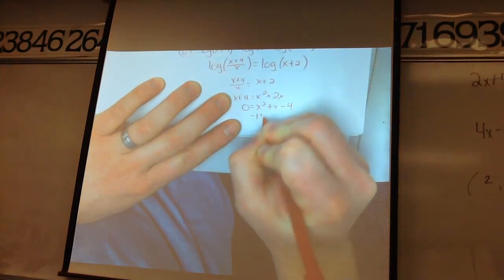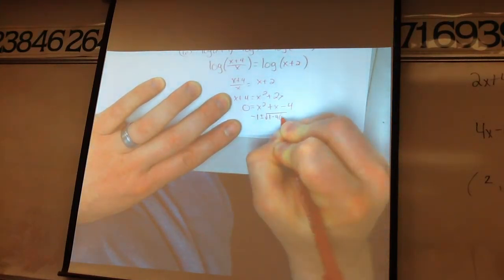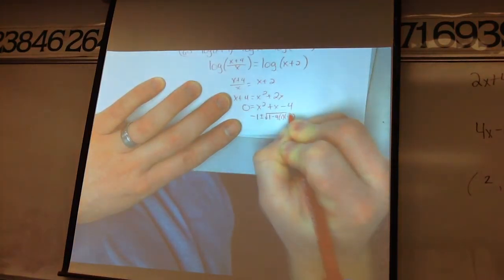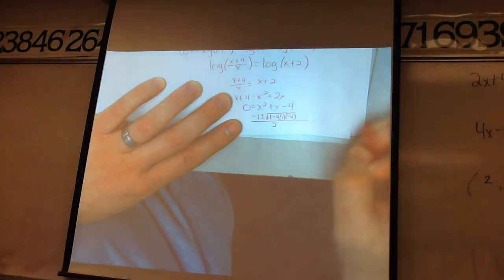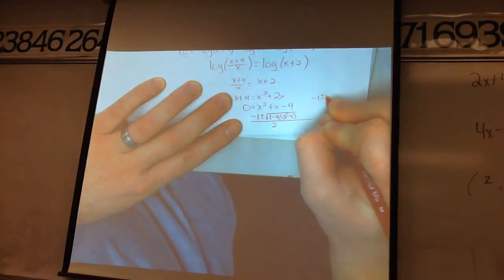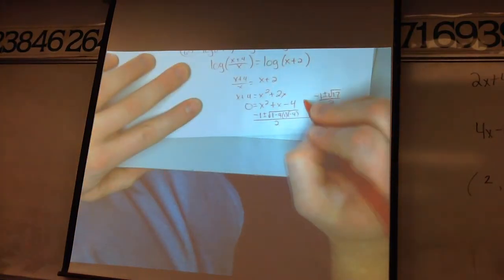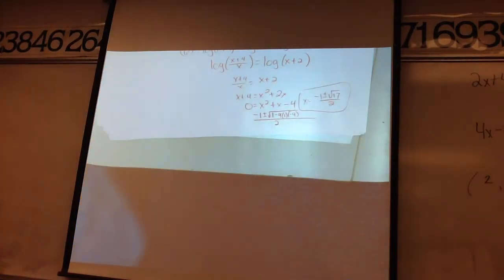Negative b plus or minus the square root of b squared minus 4ac over 2a. That's x equals negative 1 plus or minus the square root of 17 over 2. That's not factorable. You could change it to a decimal, but why? That's the exact answer. So yeah, there you go.